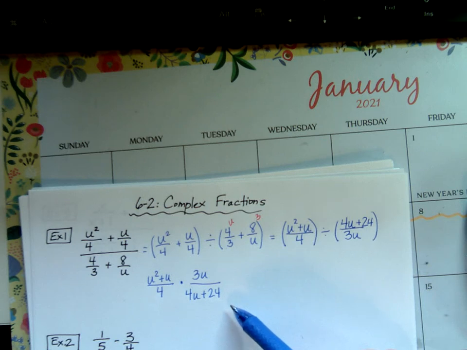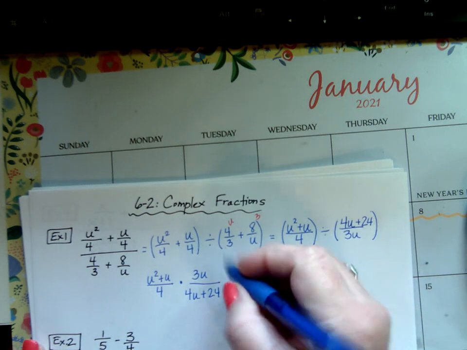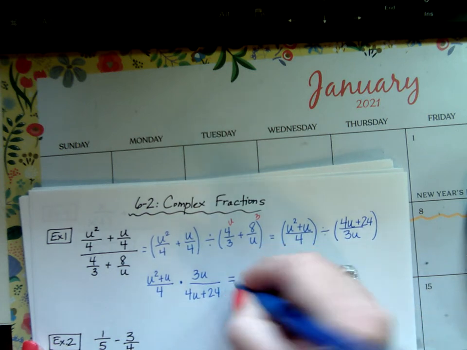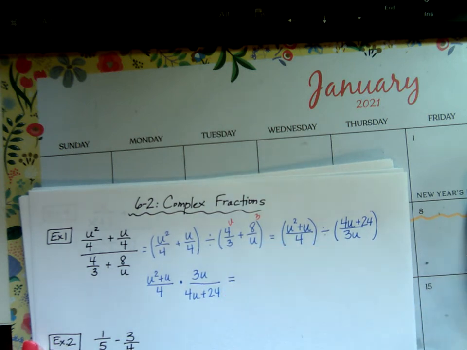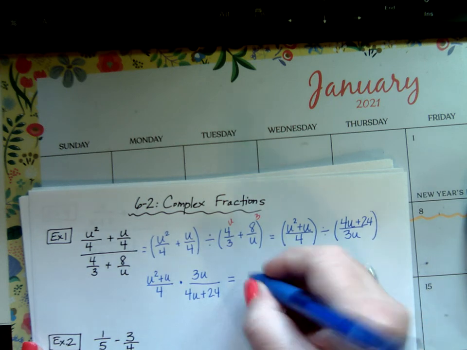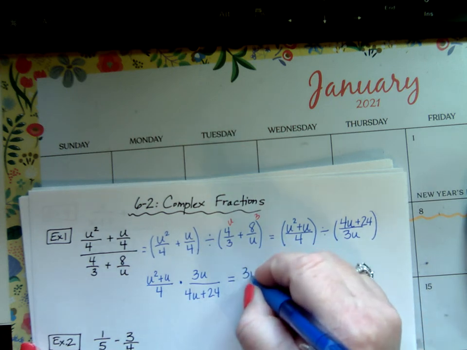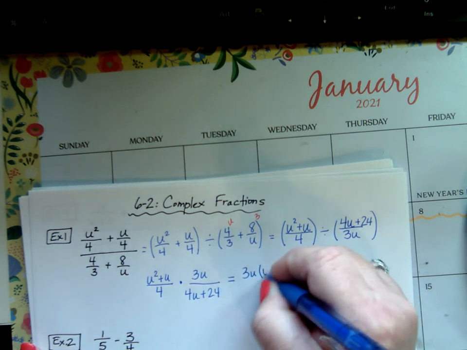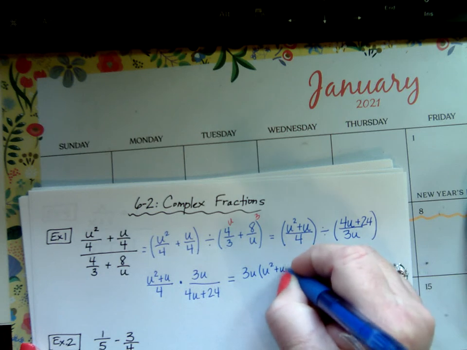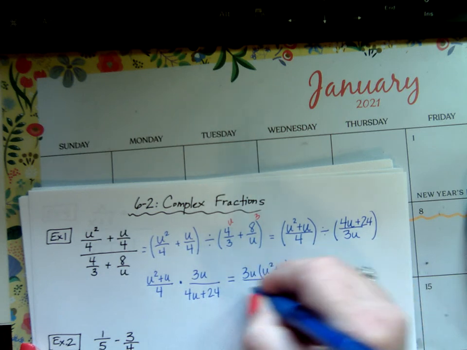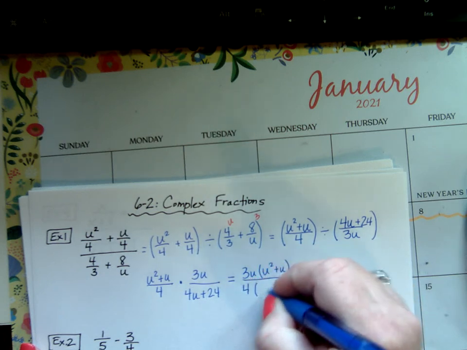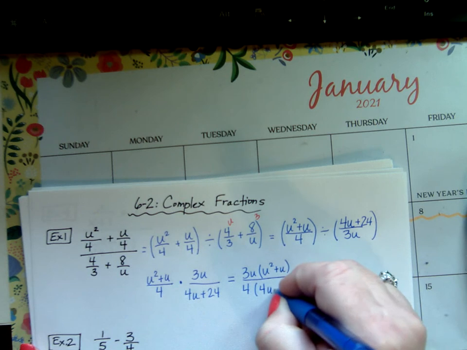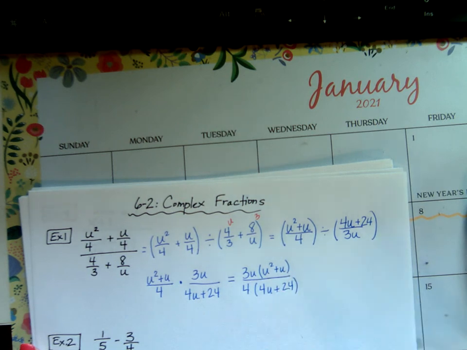So now it's just a matter of putting them together. And there's a lot of different equivalent forms that would be correct. It's your choosing as to how you want this to go. So I could say it's 3u parentheses u squared plus u. That's my top. My bottom would be 4 times parentheses 4u plus 24. That would be one equivalent valid answer.